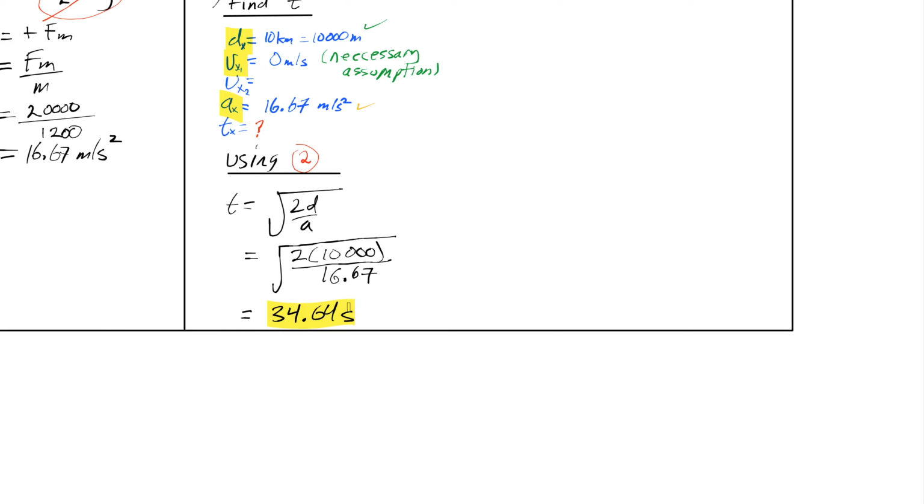And just to give you context of how far 10 kilometers is, 10 kilometers is approximately the distance between Masonville Mall and Victoria Hospital in the south end of the city. Pretty impressive to cover that in 34 seconds.